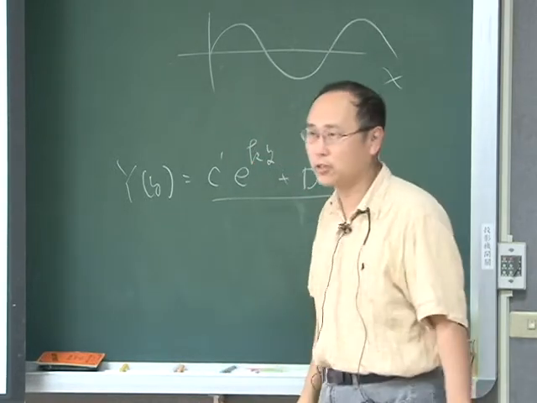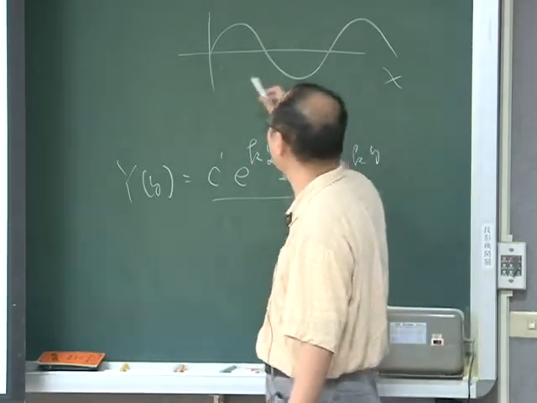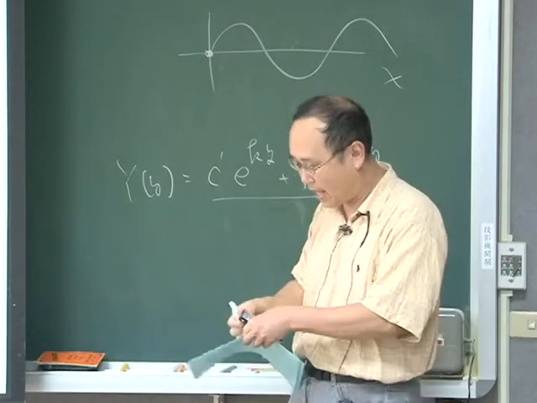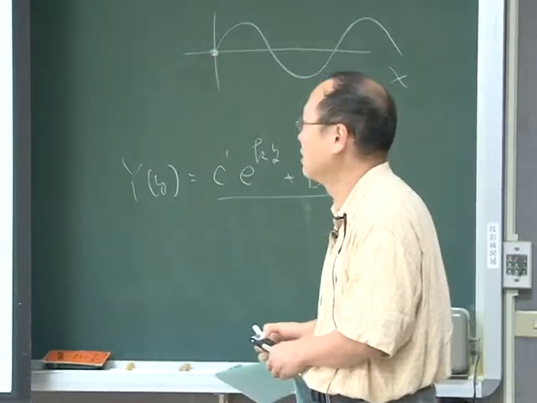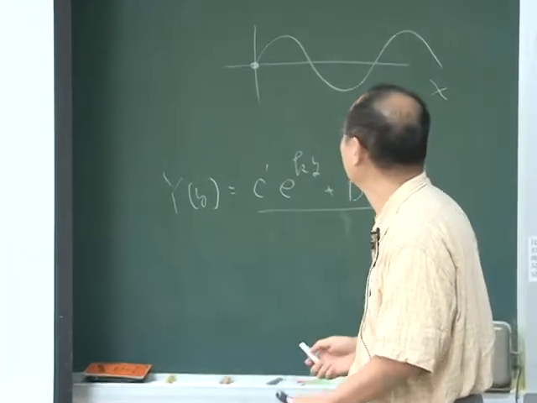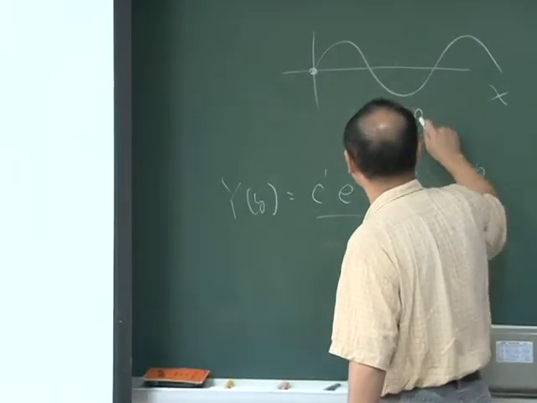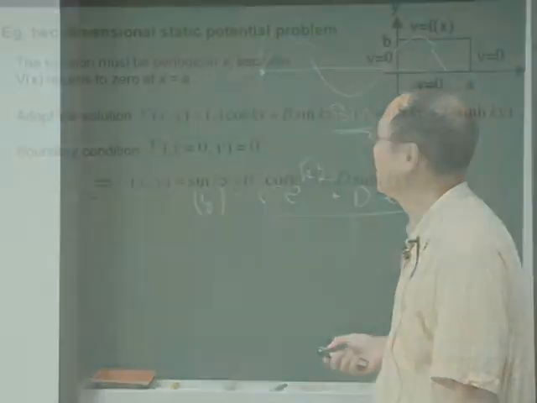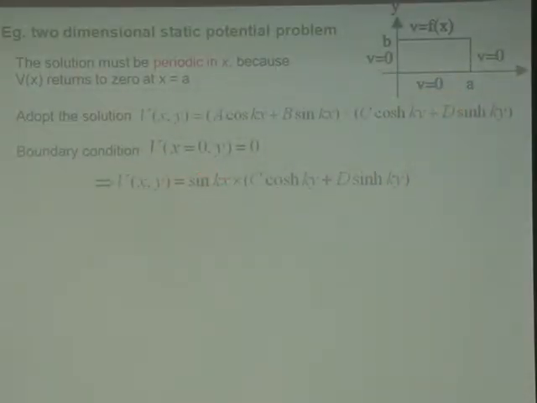It's a periodic function along the x direction, but this function has to go through the 0 point because when x equals 0, the potential is 0. So apparently this is the sine solution. OK, 所以呢，我们只留下一个 sine 在这个地方，其他不管了。So this is a boundary condition.